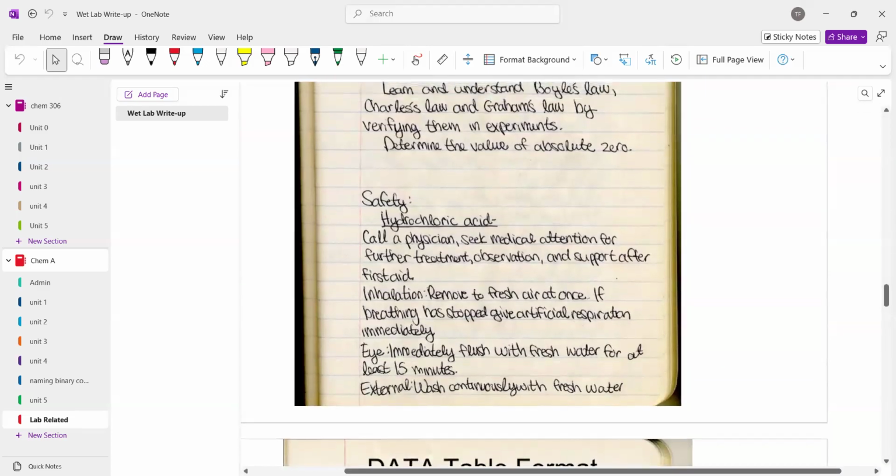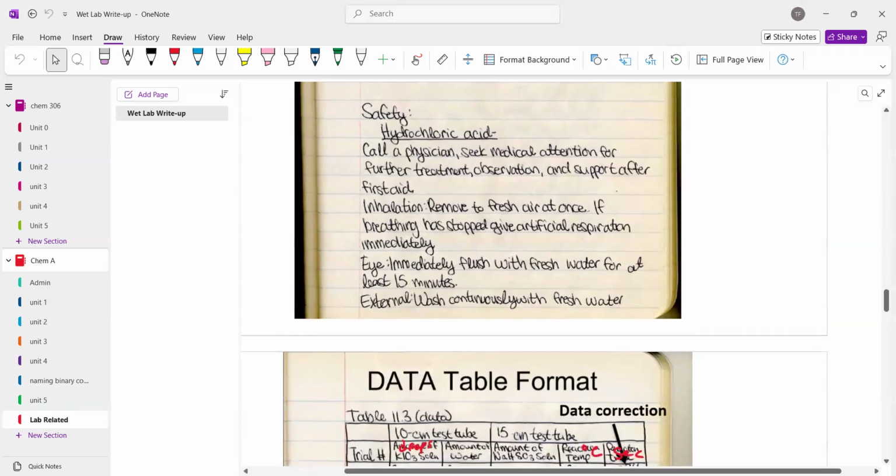Okay, so this would be what a first aid would look like, for example, for hydrochloric acid. And I don't believe in busy work. Hate it.